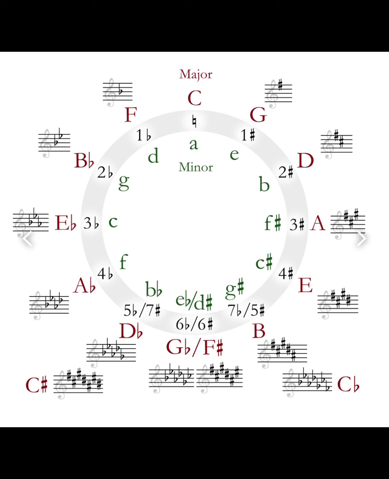And B minor is exactly the relative minor of D major, and B minor has the same key signature as D major. This is how you should do it for all of the majors, and you will always find that the relative minor has the same key signature as the relative major.